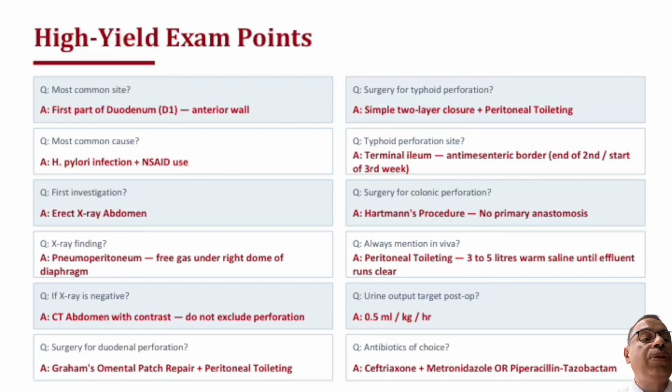Peritoneal toileting with 3 to 5 liters of warm saline until the effluent runs clear is very important, following source control. Target urine output in most patients should ideally be 1 ml per kg per hour, with a minimum of 0.5 ml per kg per hour. The classical antibiotic choice would be ceftriaxone plus metronidazole, which would cover both gram-negatives as well as anaerobes like Bacteroides, or piperacillin and tazobactam.